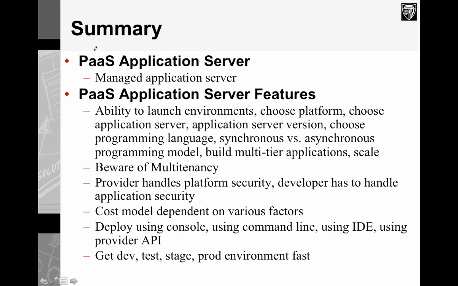In summary, a PaaS application server is a managed application server environment. The PaaS application server has several features that we should be looking for whenever we are selecting an application server vendor in the cloud. Ability to launch environments, multiple environments, choose a platform, Java EE platform or Node.js platform or the Microsoft IaaS platform. Choose an application server. For example, you may want to choose Tomcat. You may want to choose a specific version. Choose a programming language. Sometimes the programming language may be tied to the application server. In some cases, it's not.